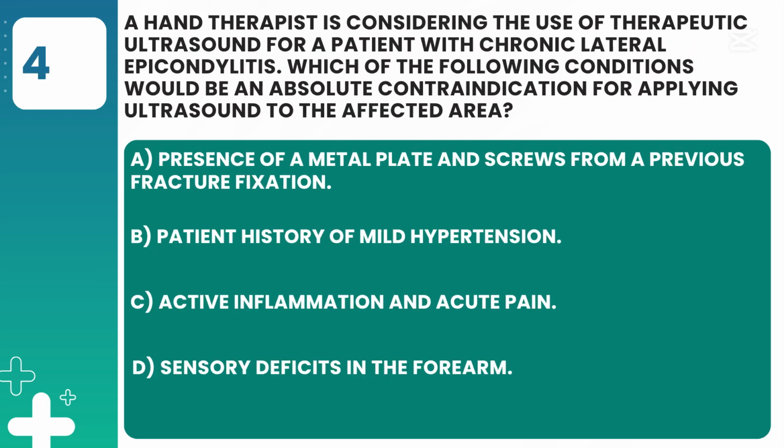Question 4. A hand therapist is considering the use of therapeutic ultrasound for a patient with chronic lateral epicondylitis. Which of the following conditions would be an absolute contraindication for applying ultrasound to the affected area? A. Presence of a metal plate and screws from a previous fracture fixation. B. Patient history of mild hypertension. C. Active inflammation and acute pain. D. Sensory deficits in the forearm.